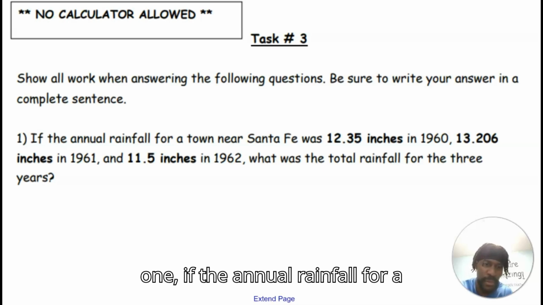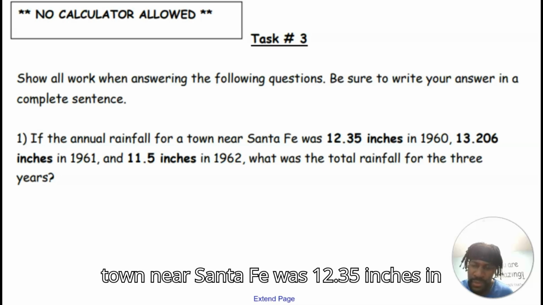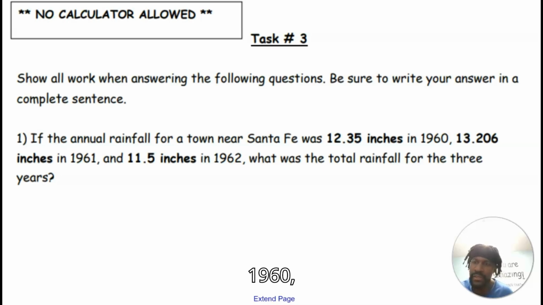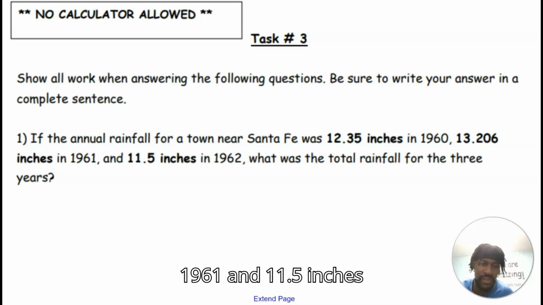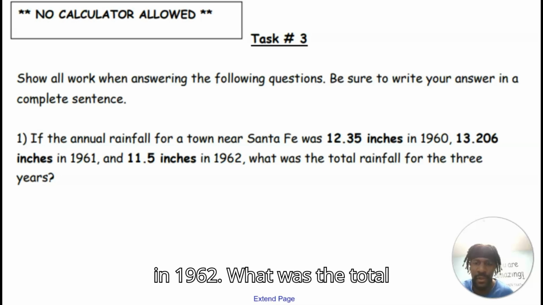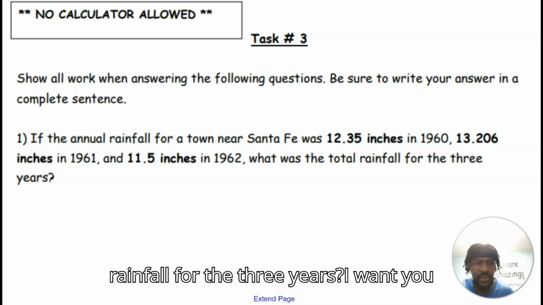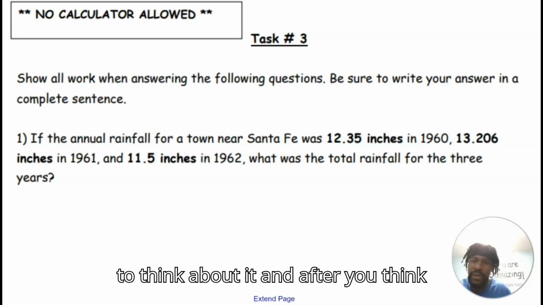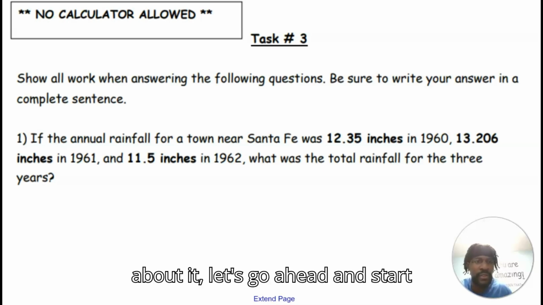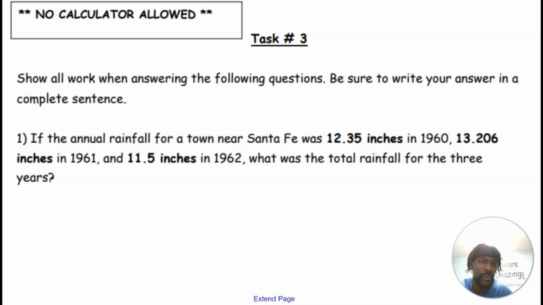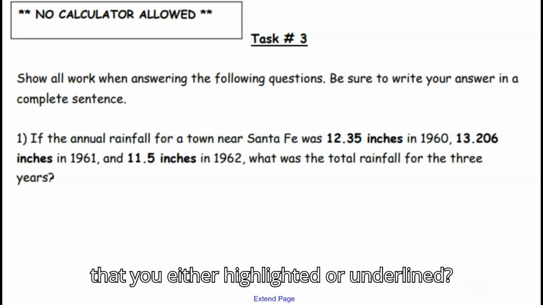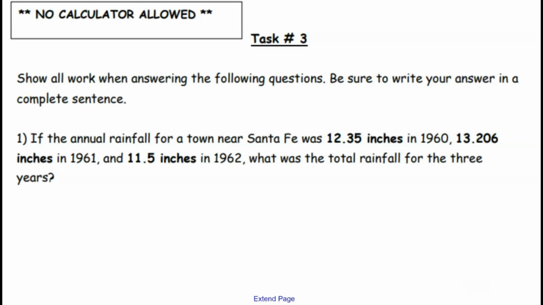So, question number 1. If the annual rainfall for a town near Santa Fe was 12.35 inches in 1960, 13.206 inches in 1961, and 11.5 inches in 1962. What was the total rainfall for the 3 years? I want you to think about it, and after you think about it, let's go ahead and start underlining some of the important terms. So what were some of the important terms that you either highlighted or underlined?